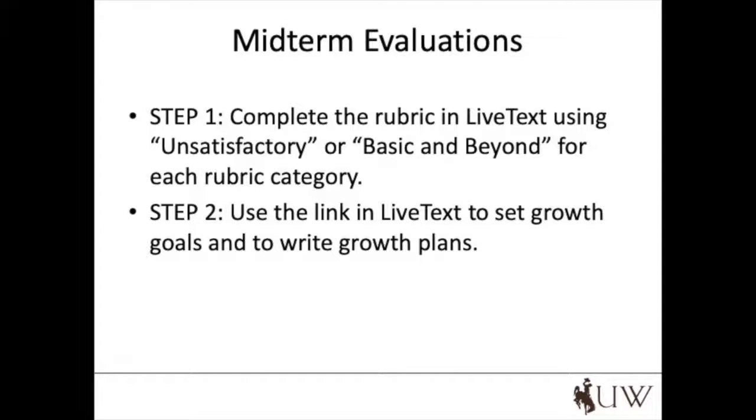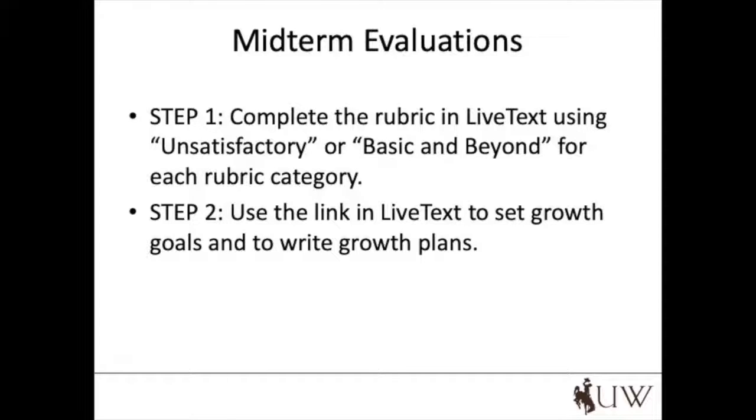There are 2 steps to completing this revised midterm evaluation. Step 1 is to complete the rubric. In LiveText, the mentor teacher will complete the rubric using either unsatisfactory or basic and beyond as the 2 levels. If the student is meeting the basic and beyond descriptor as written, the mentor teacher will click on the box for basic and beyond. If, on the other hand, the student is not meeting the outcome as written, please assess the student as unsatisfactory. Any assessment of unsatisfactory should be accompanied by comments to explain the existing issues.